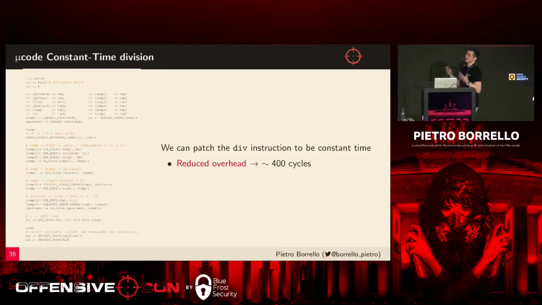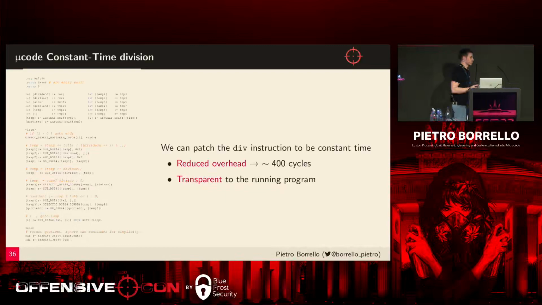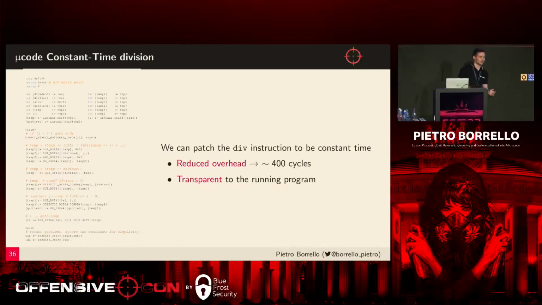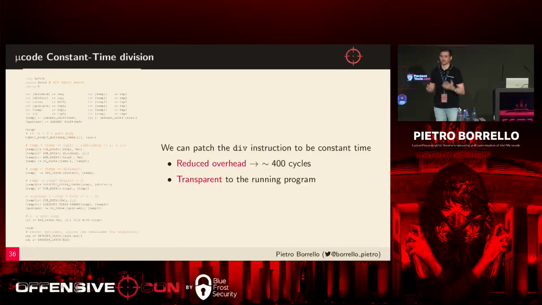This gives a highly reduced overhead compared to the original implementation, but most importantly, it is transparent to the running program. We can literally, without changing the running program, flip a bit in the CPU and make our cryptographic program secure against side channel attacks, in this case for division operations.